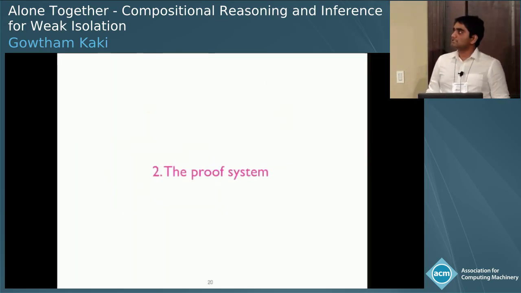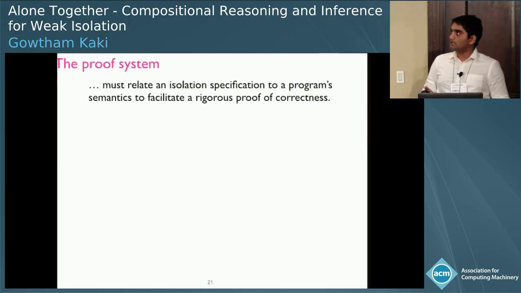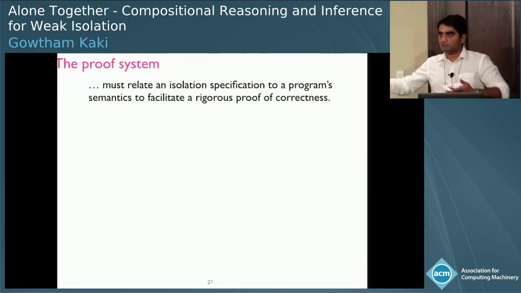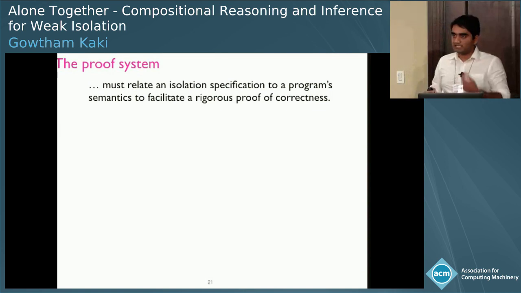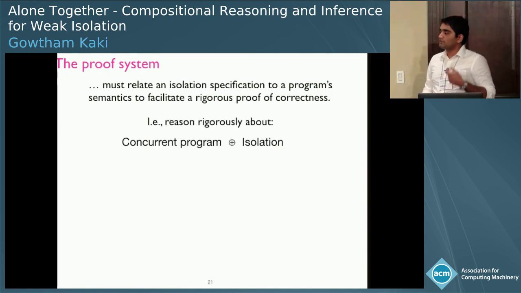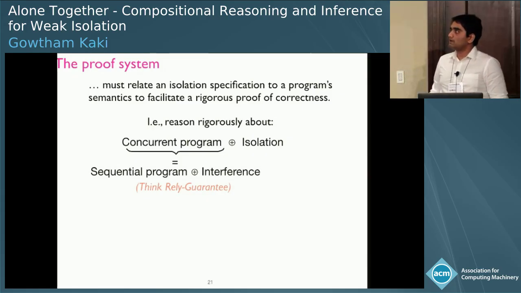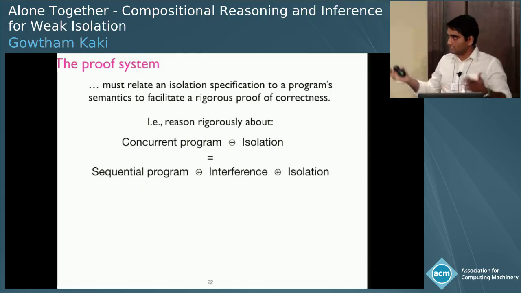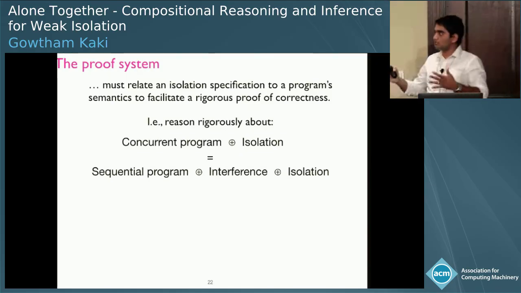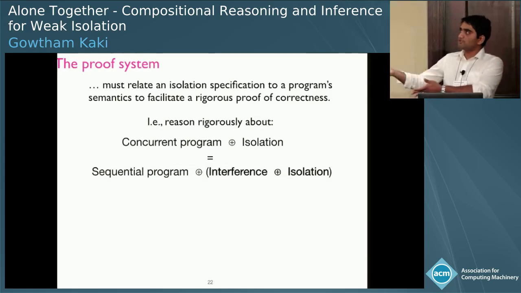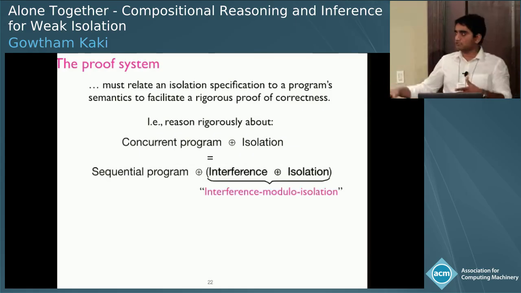So the second component is the proof system, which we need to relate the isolation specification to the actual program semantics to facilitate rigorous proof of correctness. What we need is a way to rigorously reason about a concurrent program in composition with isolation. But recall that a concurrent program can be reasoned about as a combination of a sequential program and interference. That's what rely-guarantee teaches us, right? So substituting, we know that the concurrent program and isolation can be reasoned about as a composition of the sequential program taken together with interference and isolation. I group interference and isolation together. Let's call it interference modulo isolation.